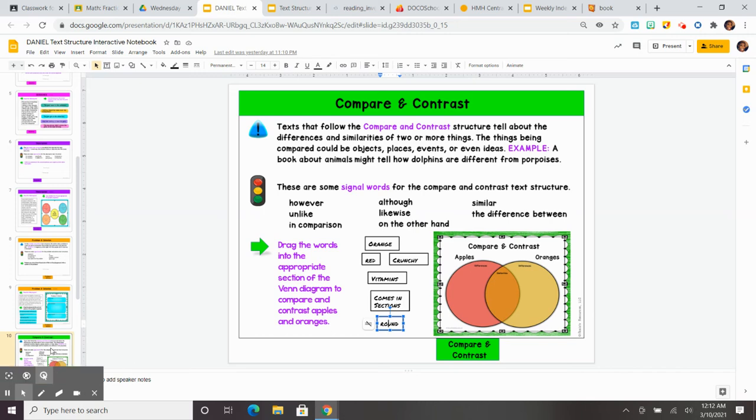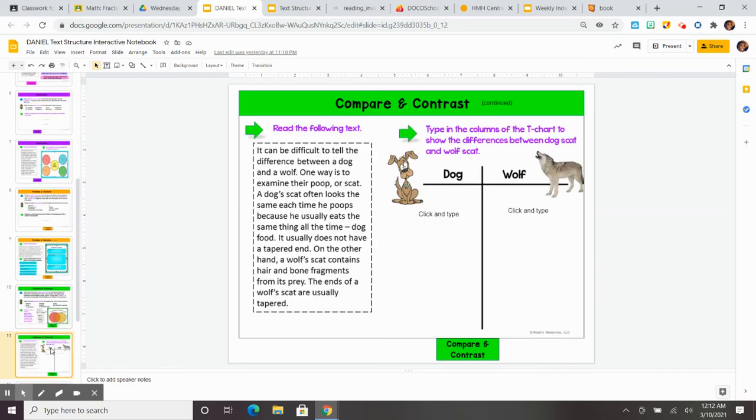Okay, let's go to the next one, slide 11. Compare and contrast. It says read the following text. So you read the following text. It says type in the columns of the T chart to show the differences between dog scat and wolf scat. Oh, okay, scat. That's poop, you guys. Yeah, so you're gonna be talking in this, and make sure you go in order.